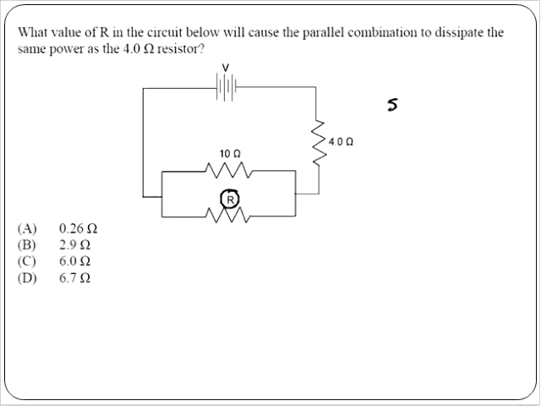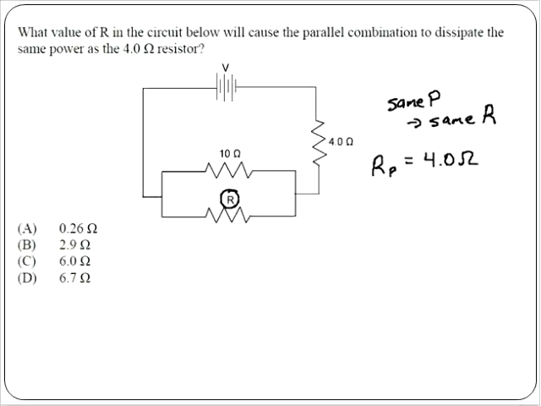Well, if it's going to have the same power, that means it has to have the same resistance. Same power, same resistance, because remember, it's the same current going all the way around the circuit. So P equals I squared times R. In order to have the same power, I have to have the same resistance, because I already know I have the same current. So, in other words, the parallel resistance has to equal 4.0 ohms. We know that because it has the same power.